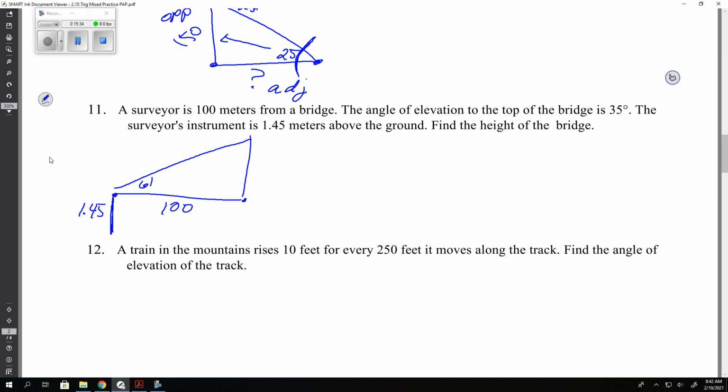Now see that? And then they're asking us to find the height of the bridge. See all the bridge? Here's the very top. The bridge has got to go down to where? All the way to the ground. So we need this whole thing. Alright? What do you think we got to do? The 1.45 is gonna come in at the end.